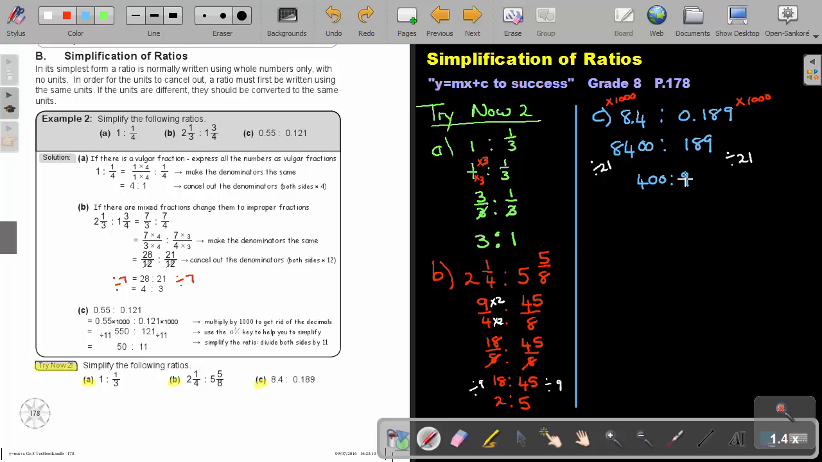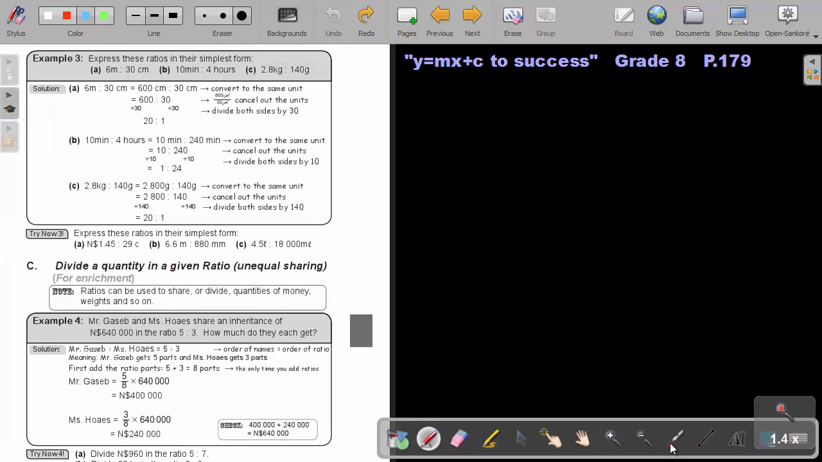Okay, let's look at the next example. Example 3. In example 3, you will see that your units are different. Express the ratios in their simplest form. This is meters, this is centimeters. This is minutes, this is hours. This is kilogram, this is gram.